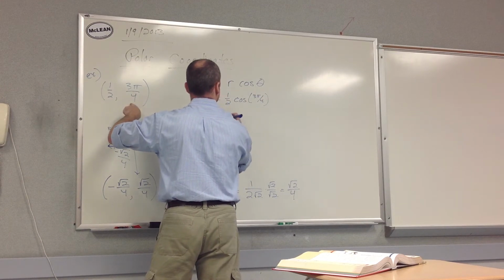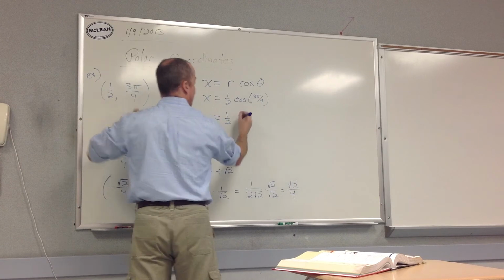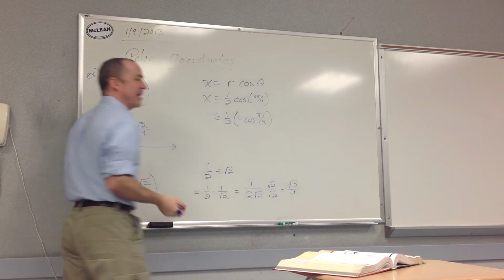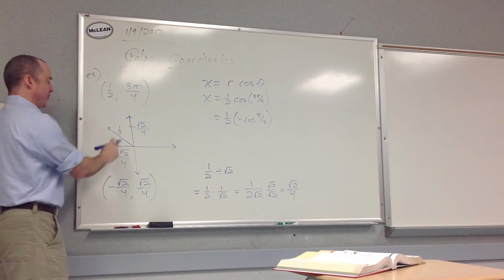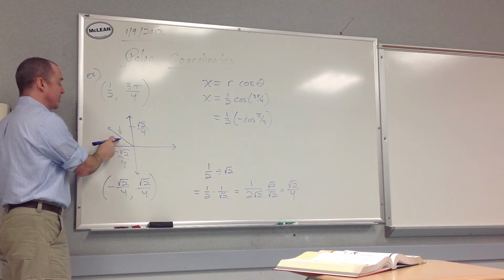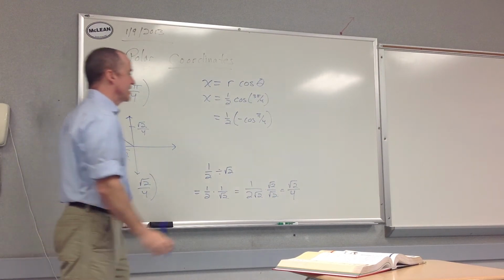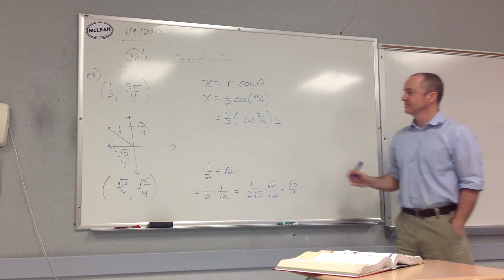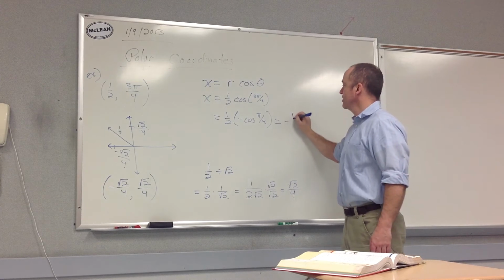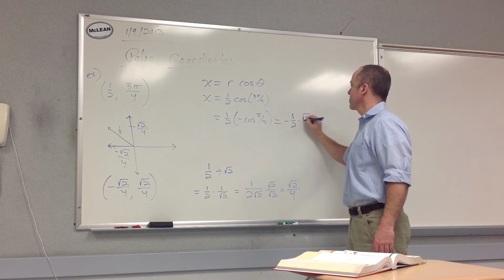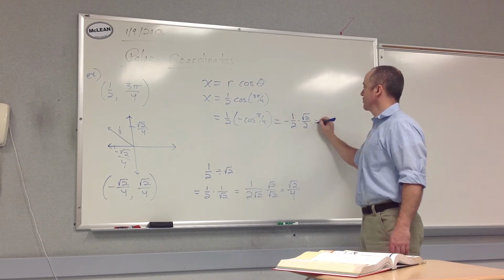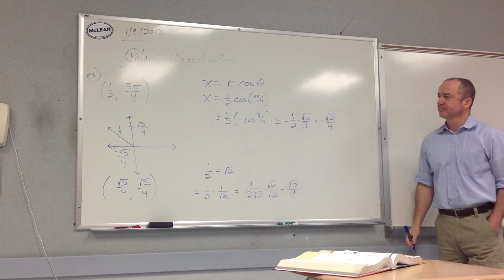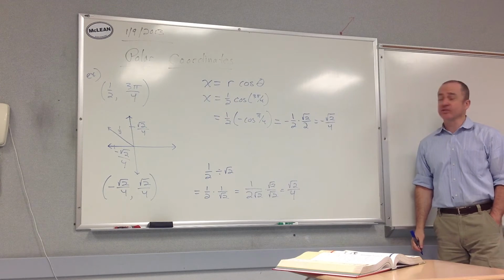You should remember from the unit circle that the cosine of 3 pi over 4 is the opposite of the cosine of pi over 4. It creates a 45-degree reference angle in quadrant 2, and in quadrant 2 the cosine is negative. What's the cosine of pi over 4? So this is negative 1/2 times root 2 over 2, or negative root 2 over 4. That's if you use the conversion formula.